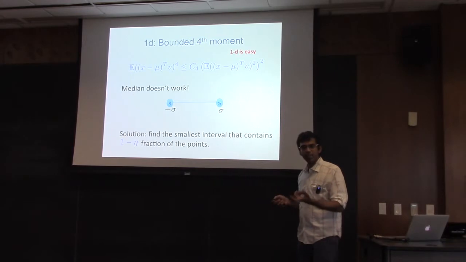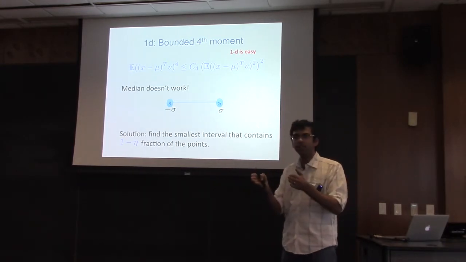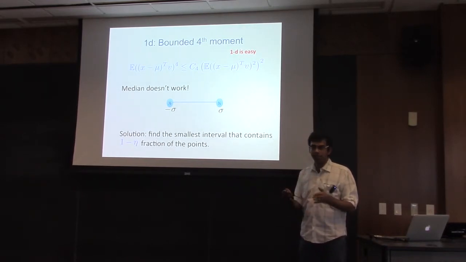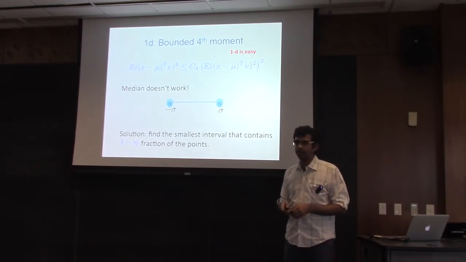You can do the same to estimate the variance too. Look at the smallest interval that contains 1 minus eta fraction of the points. Compute the variance or the standard deviation of the points within this, and this will have the optimal dependence.